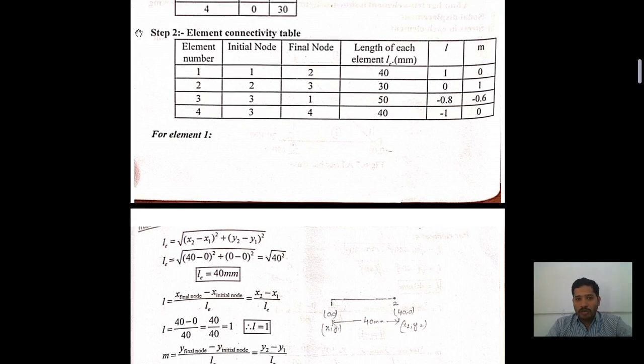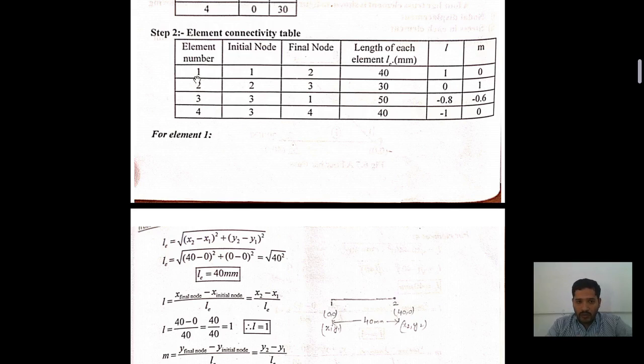Clear? Then come to the point M. M is equal to y final node minus y initial node by LE. So final minus initial is y2 minus y1. y2 is 0, minus 0, by the LE value, how much did we get here? 40. 0 by any number should be 0. So we got the answer L equal to 1, M equal to 0. We need to substitute in this tabular column. L value is 1, M value is 0 in the first element.